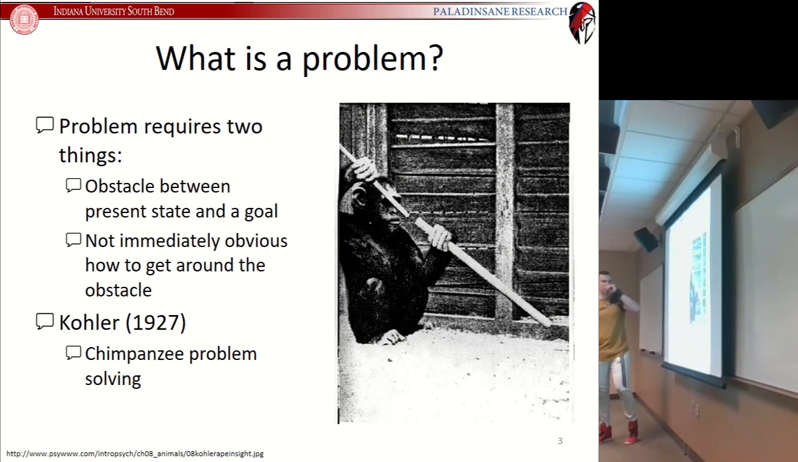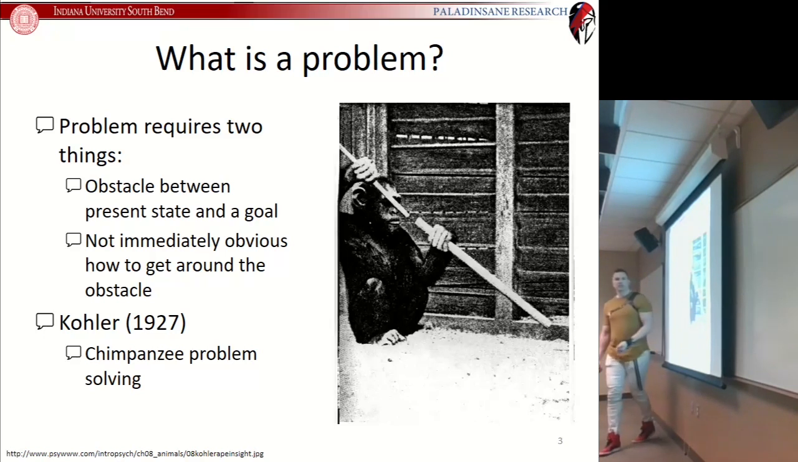All right, so just a real quick recap. Remember that a problem requires two things. Number one, you need an obstacle between your goal state and your present state. So an obstacle between where you are and where you want to get to. And it cannot be immediately obvious how to get around that obstacle.